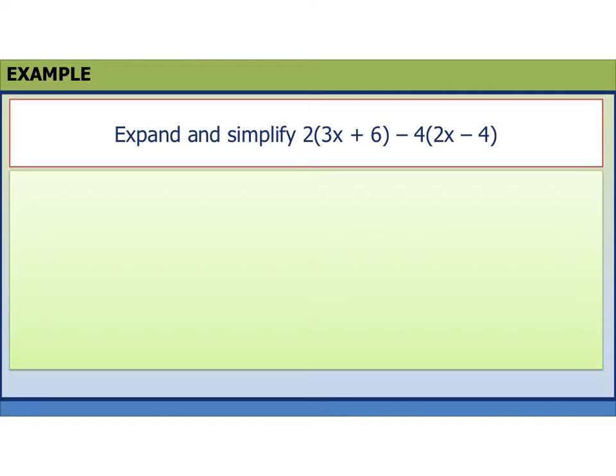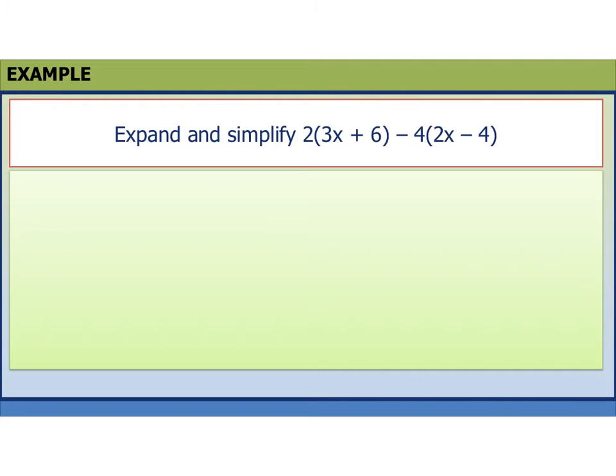So this is a real key GCSE style question, expand and simplify brackets. So this is something that will come up again and again. And I've picked this particular example because there's a lot of negative signs, especially inside the second term of the bracket. So we've got to be very, very careful.